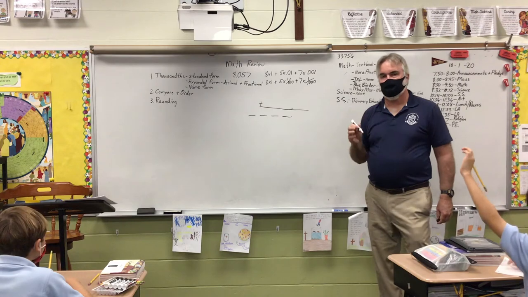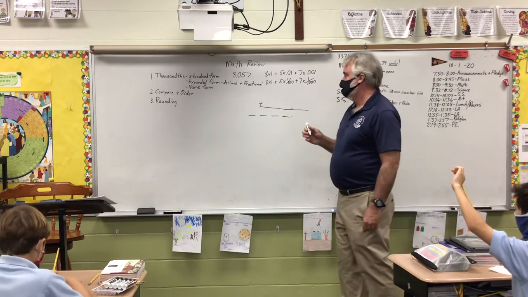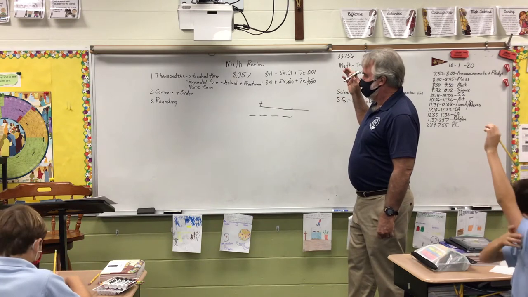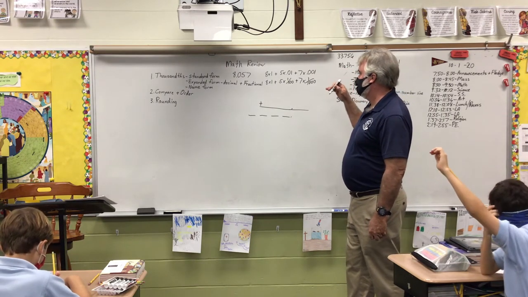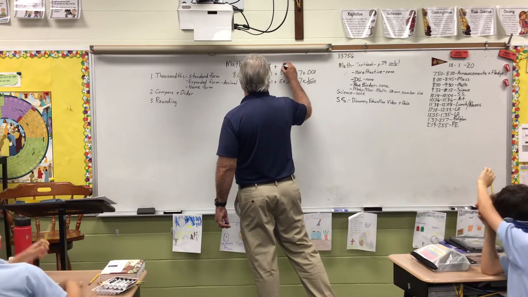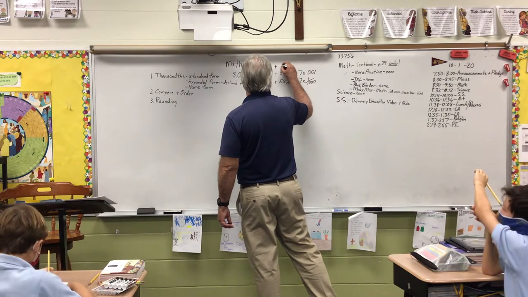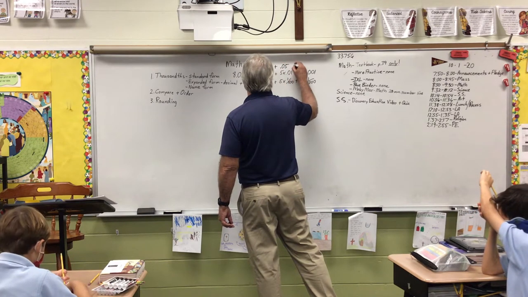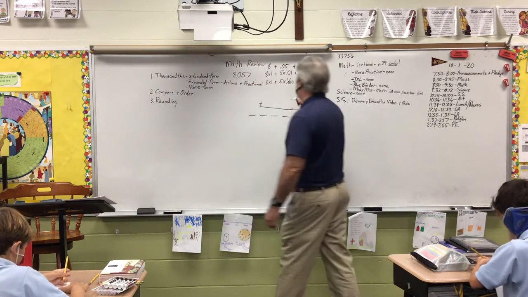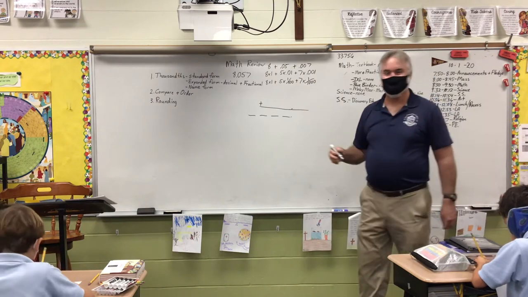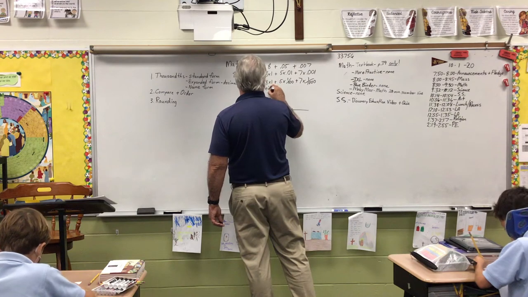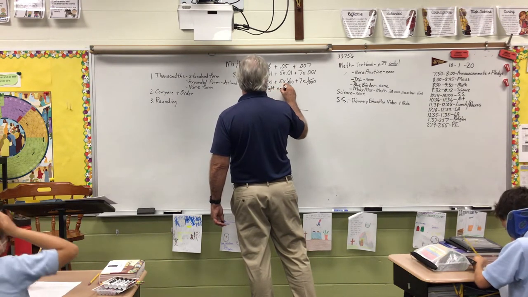Isn't there a different way? Yeah, there is. You can put, what is it, 8 + 0.05 + 0.007. Yeah, the 007. The other way is a name form. 8 and.